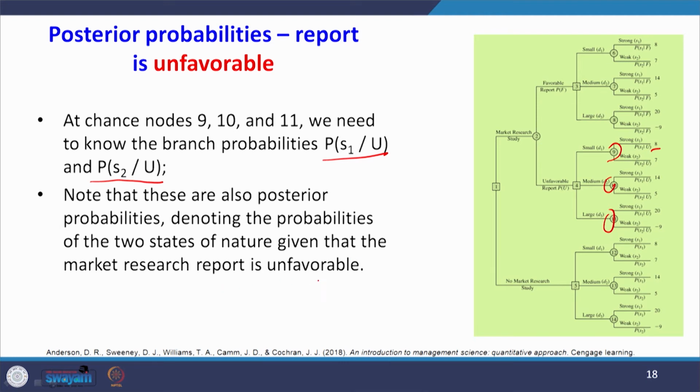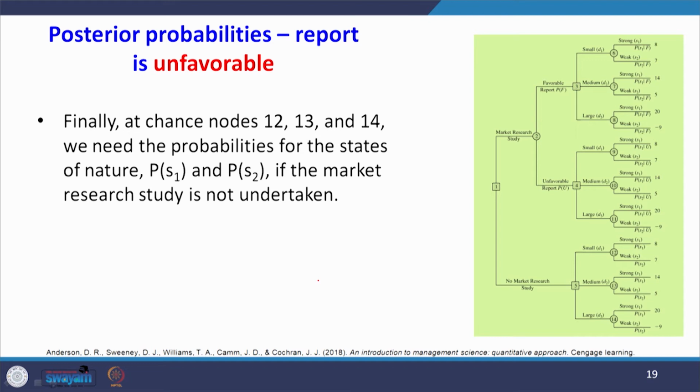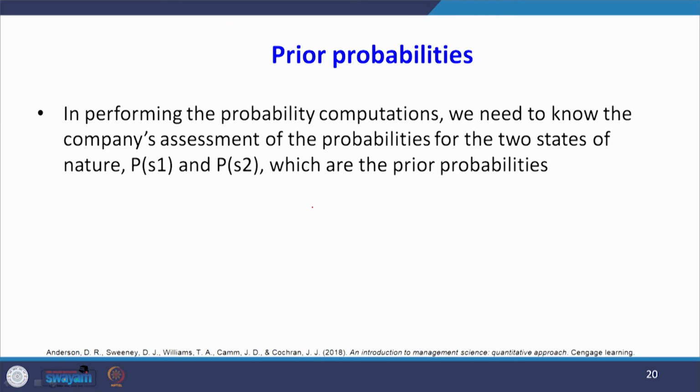research report is unfavorable. Finally, at chance nodes 12, 13, 14, we need the probabilities for the states of nature P of S1, P of S2 if the market research study is not undertaken. So far I am discussing posterior probability. Now we should know what is the prior probability. In performing the probability computations, we need to know the company's assessment of the probabilities for the two states of nature P of S1 and P of S2. So, this P of S1 and P of S2 is called prior probability.